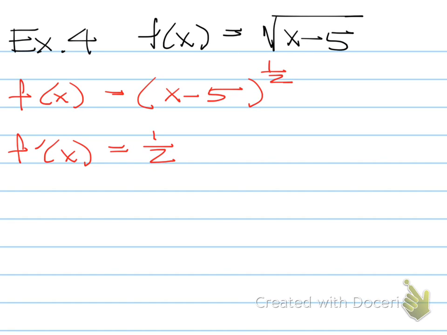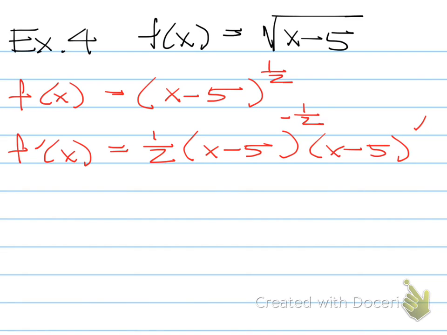The derivative of the outermost function, we're going to bring down that exponent, the 1/2, and then reduce the exponent by 1. 1/2 minus 1 is negative 1/2. And then we still have the innermost function, x minus 5. And then we multiply all of that by the derivative of the innermost function.